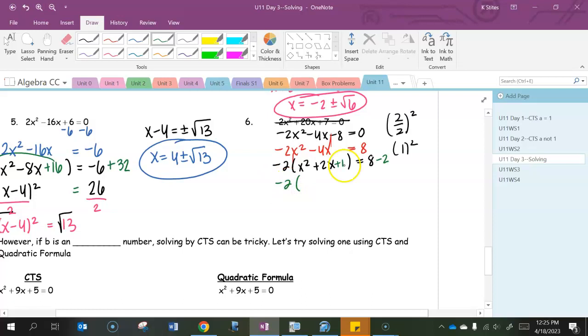Okay, we're going to factor, multiplies to 1, adds to 2. That's our x plus 1 squared, equals 8 minus 2 is 6. And now we have to divide by our -2. That's going to give us a -3. And then this is where our issue is, because our next step is to square root both sides. And we cannot square root a negative. So this is no solution.